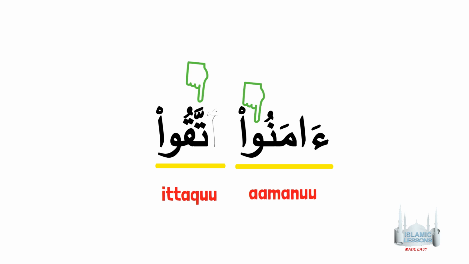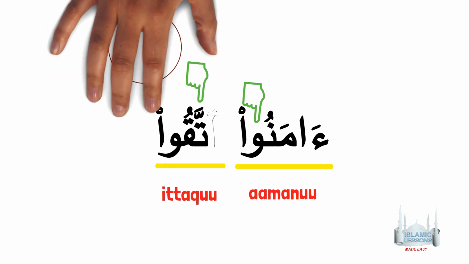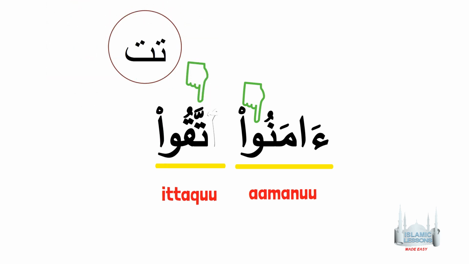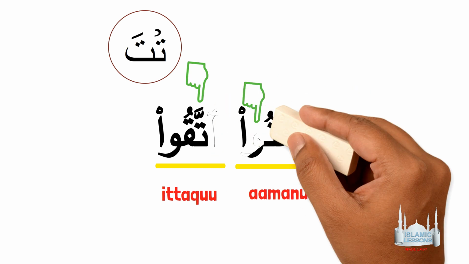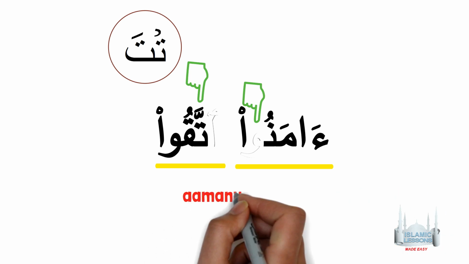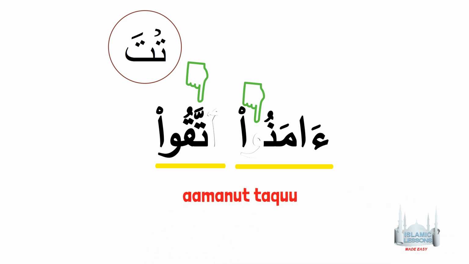But where is the letter with sukoon? Do you remember the rule of the shaddah? The ta in this example with the shaddah is actually like this. The first ta has a sukoon and the second ta has a fatha. So now we know where the sukoon is. Now we drop the long vowel. Now it reads Amanuttaqu.